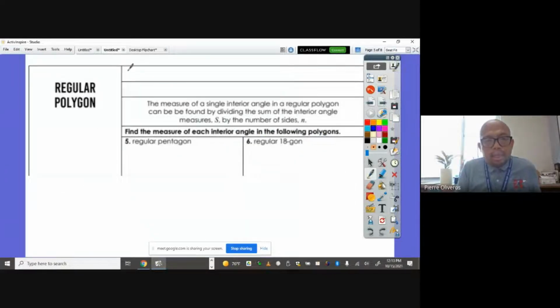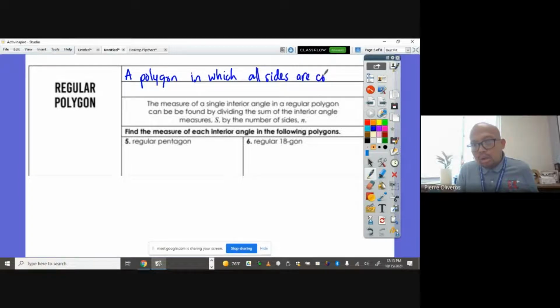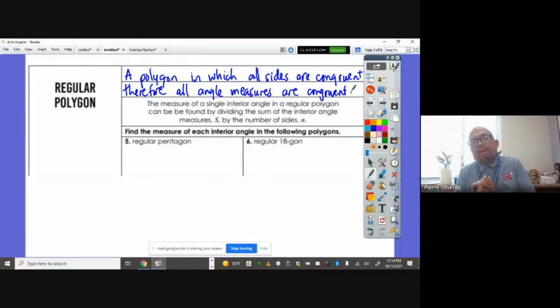A regular polygon is a polygon in which all sides are congruent, meaning, therefore, all angle measures are congruent. Meaning say if you have a regular polygon, all sides are going to be congruent. Therefore, all the interior angle measures are going to be congruent.